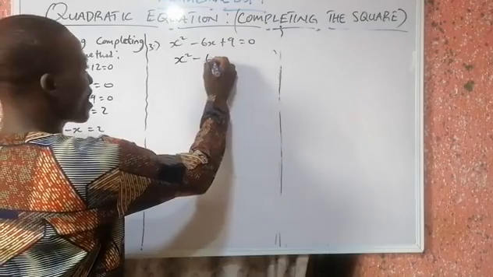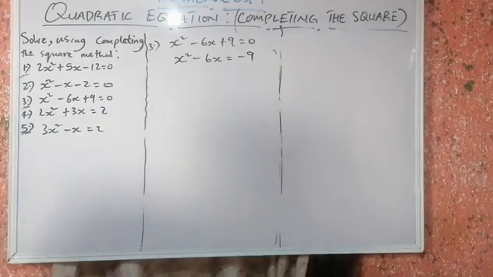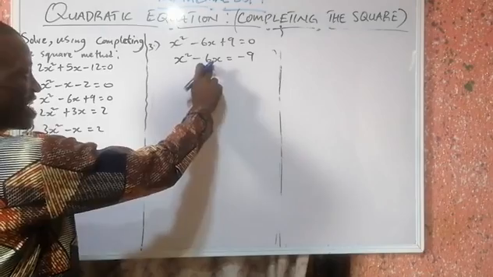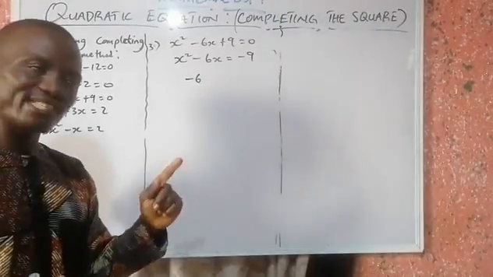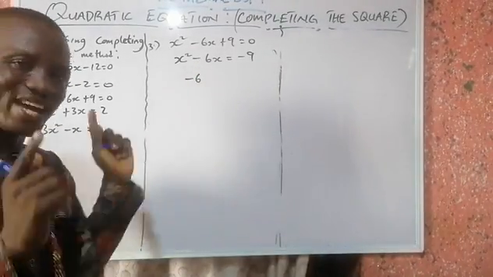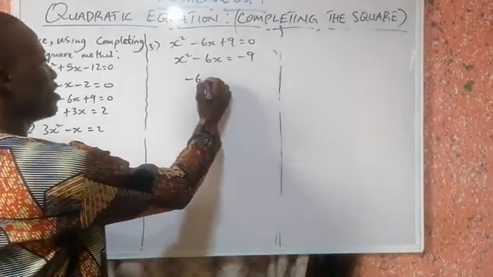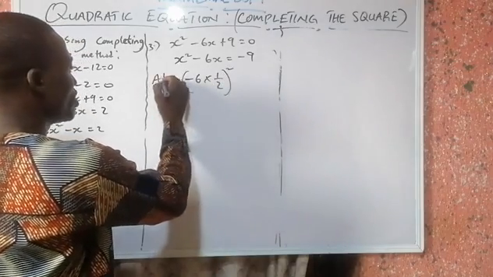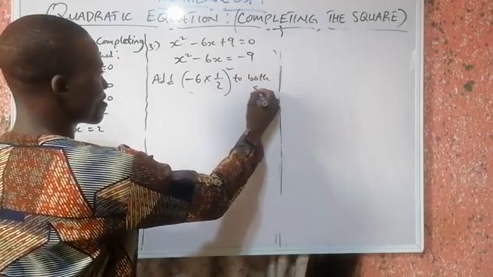So now, the only thing for me is to move my constant to this side, which will make this one minus 9. So the coefficient of x here is minus 6. Please don't make a mistake with this. Go with the sign. The coefficient I have here is minus 6, not plus 6. So write out minus 6. Then you multiply it by half and then you square it. This is what you are going to add to both sides.